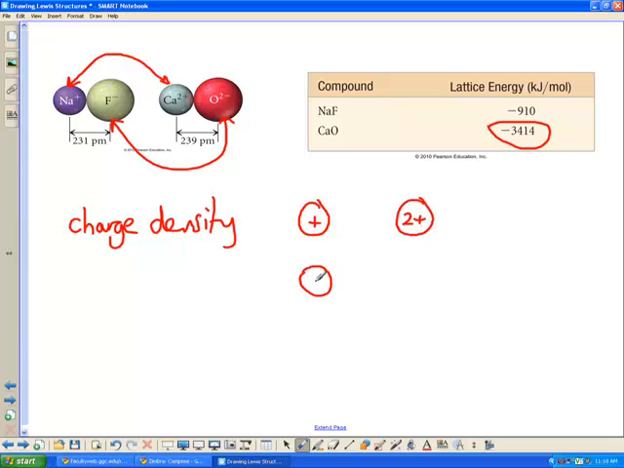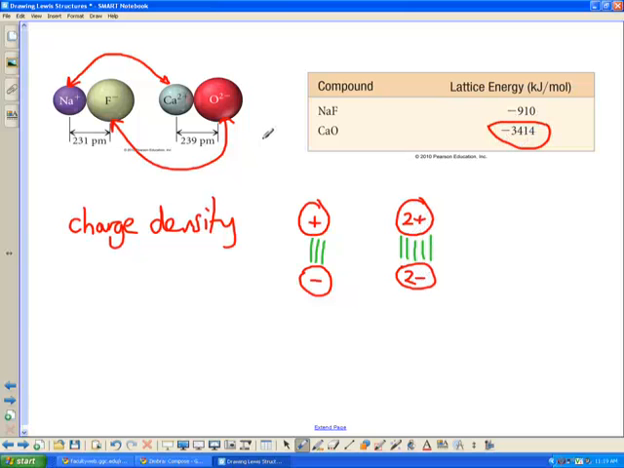If I have something that's 1- and something of similar size that's 2-, I'm going to have a better attraction to this than I am to this, because there's a higher charge density. Therefore, a stronger attraction. So the attraction between these two is going to be pretty strong, but between these two it's going to be stronger because the charge density is higher in each case. If the attraction is higher, that means a more stable situation when they come into contact with each other, therefore more energy comes out. And so that's why we get so much more energy released.